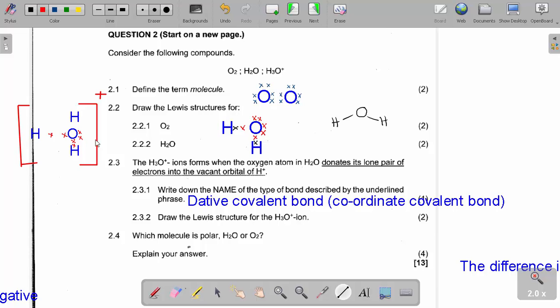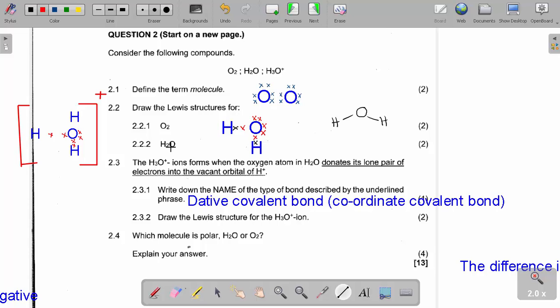Are we together? Remember that there were two lone pairs available. Check here, they're still here, this one and this one here. So now I only have one which is left. The other one was used to bond to this hydrogen ion. Hope you are together.